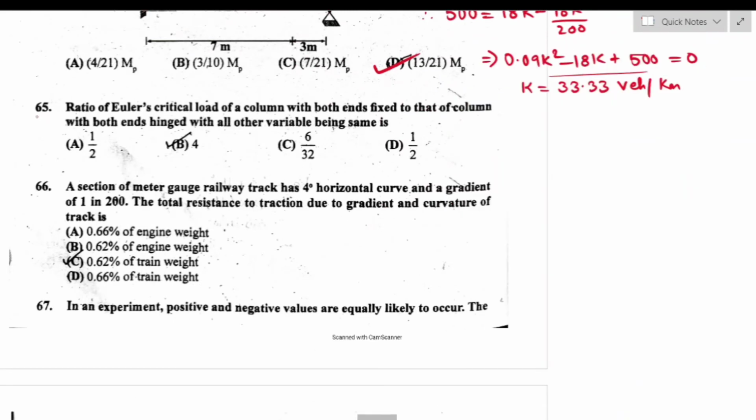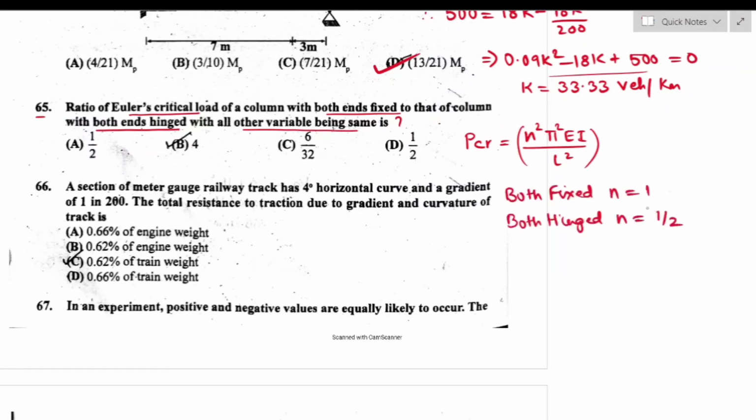Question number 65. The ratio of Euler's critical load of a column with both ends fixed to that of a column with both ends hinged, with all the other variables being the same, is. We know that the Euler's critical load is calculated by the formula n square pi square EI by L square, where n is the factor depending on the end conditions of the column. n is equal to 1 for both ends fixed and n is equal to 1 by 2 for both ends hinged.